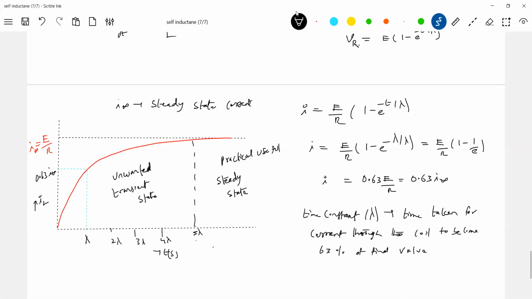In which particular state will we be using the inductor in applications? I'll be using it in this region. This is the unwanted one, so what do you want? You want the unwanted part to be more or less nil. Like unwanted online coaching classes: do you want them to continue till your final exam? No, as early as possible you want physical classes. So the unwanted part should be minimized. Tell me how to minimize this. Whose help should I take? The time constant. So what is lambda?